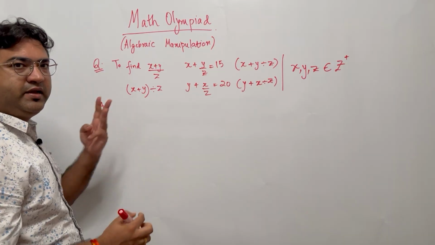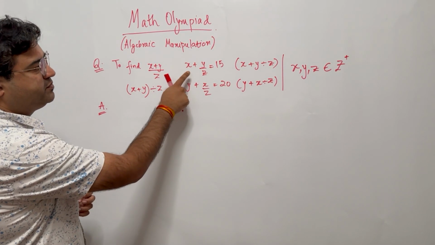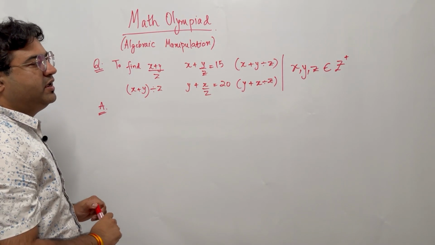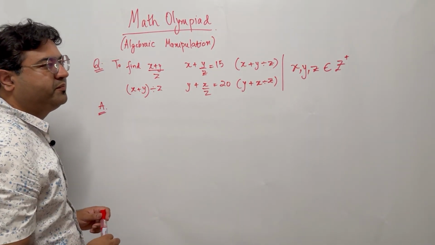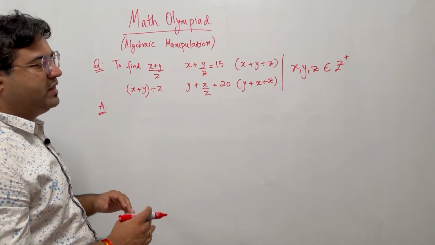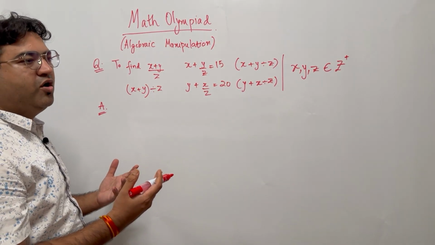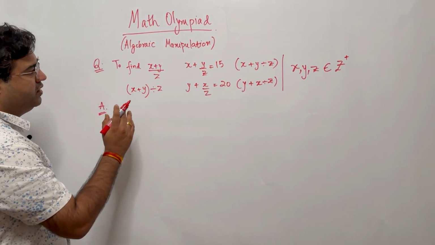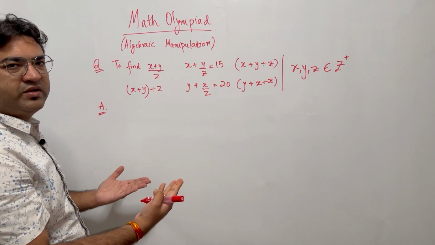So there are three variables x, y and z and two equations. x + y/z is 15 and y + x/z is 20. But we are also given x, y, z belong to positive integers. So two equations we already have, and the third one we have to somehow obtain or try to understand with this question itself.